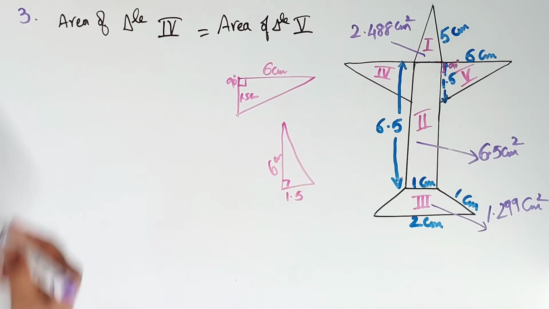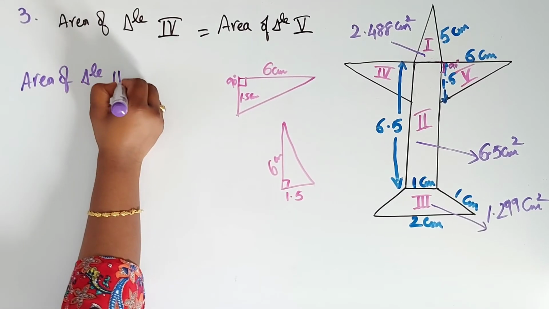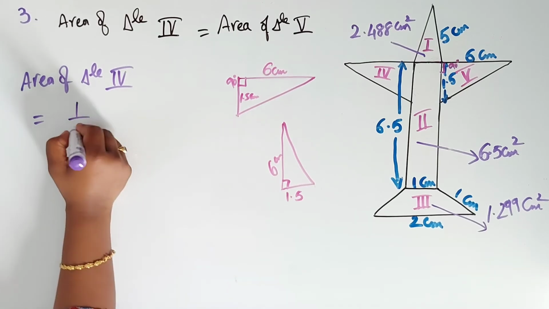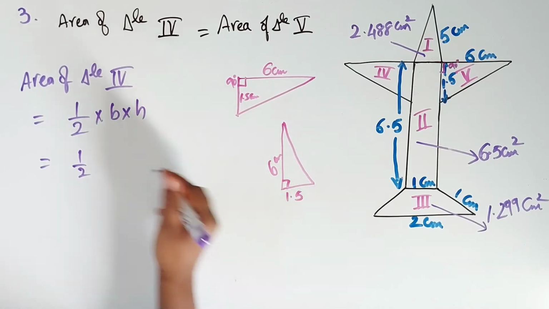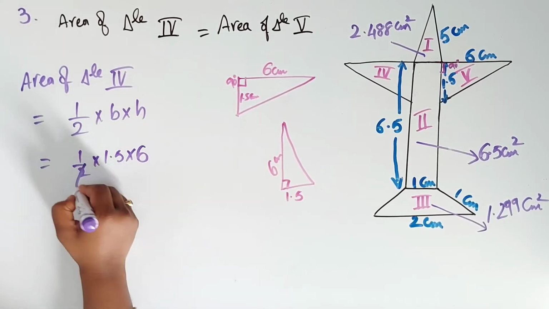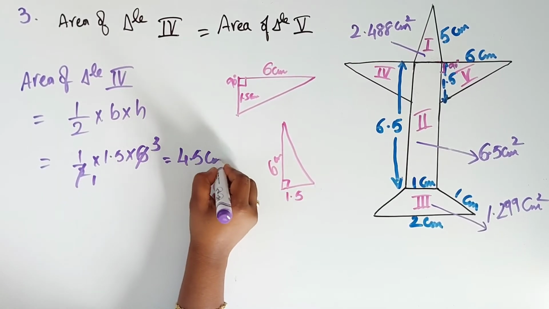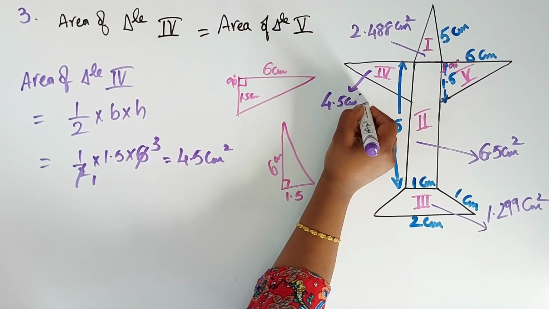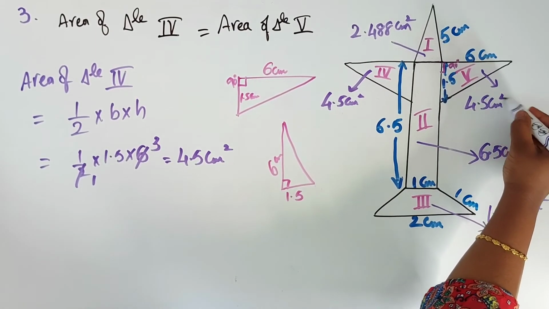So area of triangle 4 equals half into B into H, children, because it is a right angle triangle. Half into what is base here? 1.5. What is height here? 6, children. Two ones are 2, 3s are 1.5 into 3, 4.5 centimeter square. This area is 4.5 centimeter square. So this triangle area also same, 4.5 centimeter square, children.